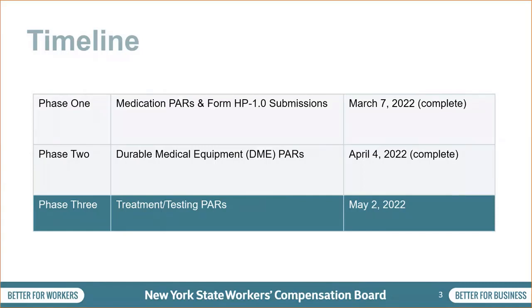OnBoard Limited Release continues its 3-phase rollout. The first phase introduced medication PARs and the submission of the request for decision on unpaid medical bills, Form HP 1.0. And the second phase introduced durable medical equipment PARs. There have been thousands of requests navigating the system successfully each day. Lastly, Phase 3 will introduce the remaining PAR submissions for treatment and testing on Monday, May 2nd, 2022.